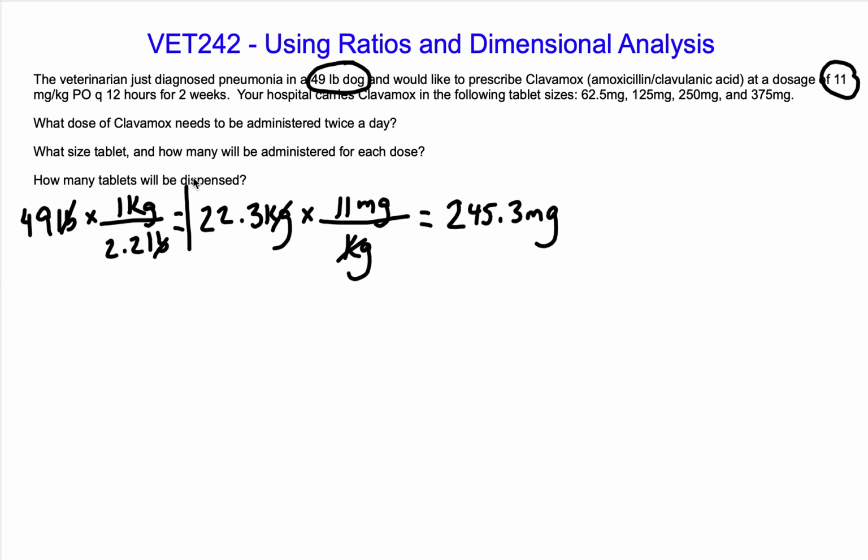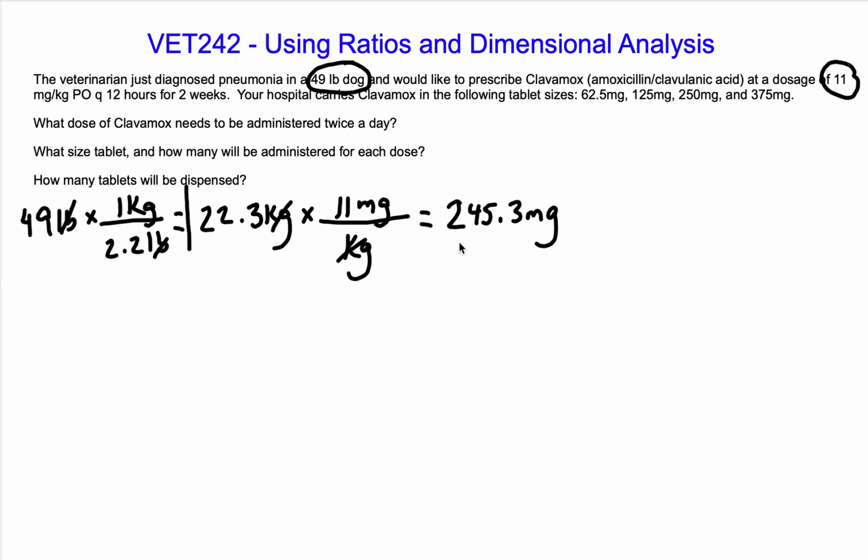The second question is, what size tablet are we going to be using, and how many are we going to administer for each dose? Now, this is a pretty straightforward question because here are our tablet sizes, and we do generally have to round a little bit. Sometimes it can take a little bit of experience figuring out how many tablets and how close is close enough. In this case, 245.3 milligrams is definitely close enough to 250 milligrams. So this is pretty simple. We're going to give one 250 milligram tablet by mouth twice a day.